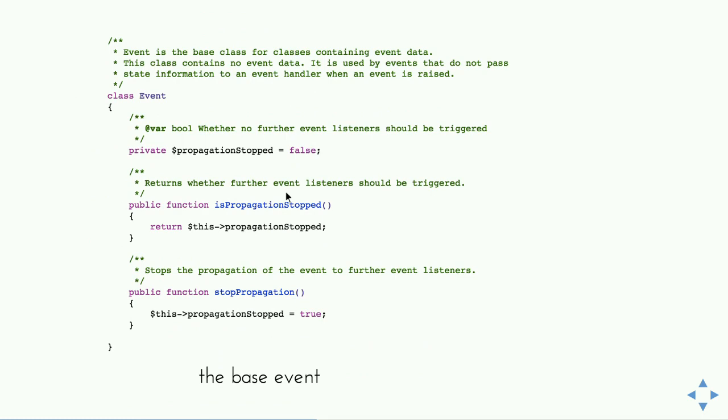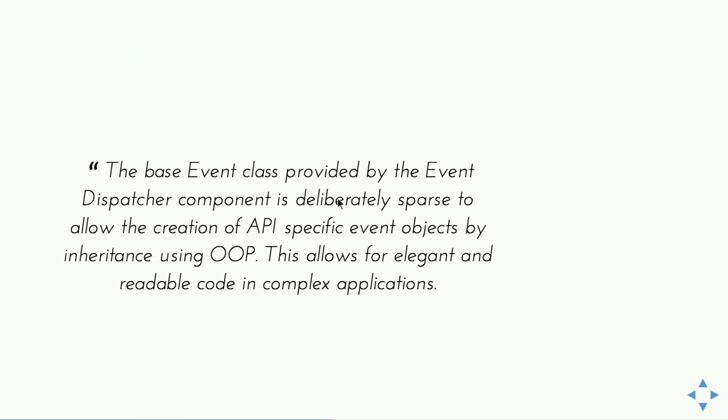The base event class has nothing, so it has only two methods and a variable. The two methods are basically, you can get the status of the propagation of the event, and you can also force an event to be stopped, which was not possible with Drupal 7, when you could not stop the execution of an event. Now here, in your application, you can actually stop the execution of an event. The base event class has been intentionally kept sparse so as to allow people to design APIs around that. So you can have custom APIs around whatever information you want to expose to other people in your application.